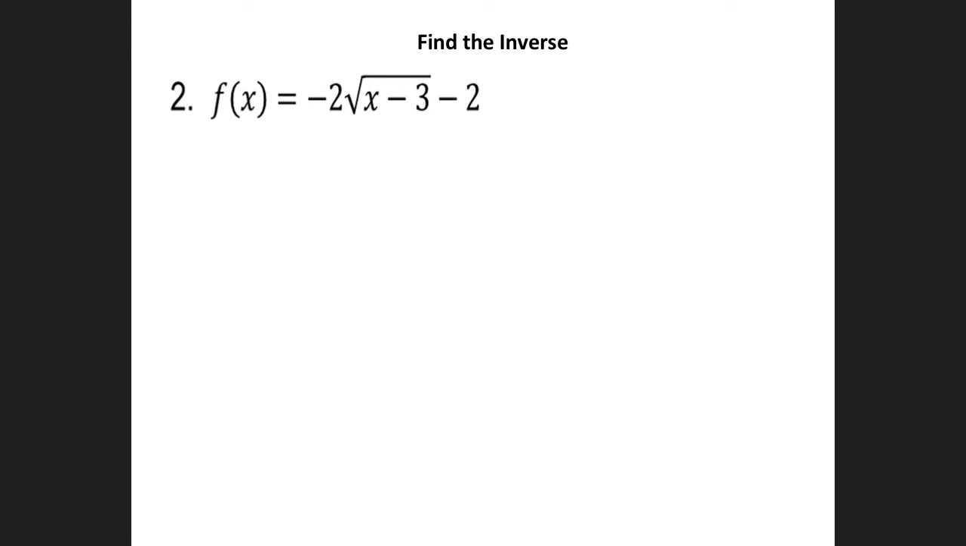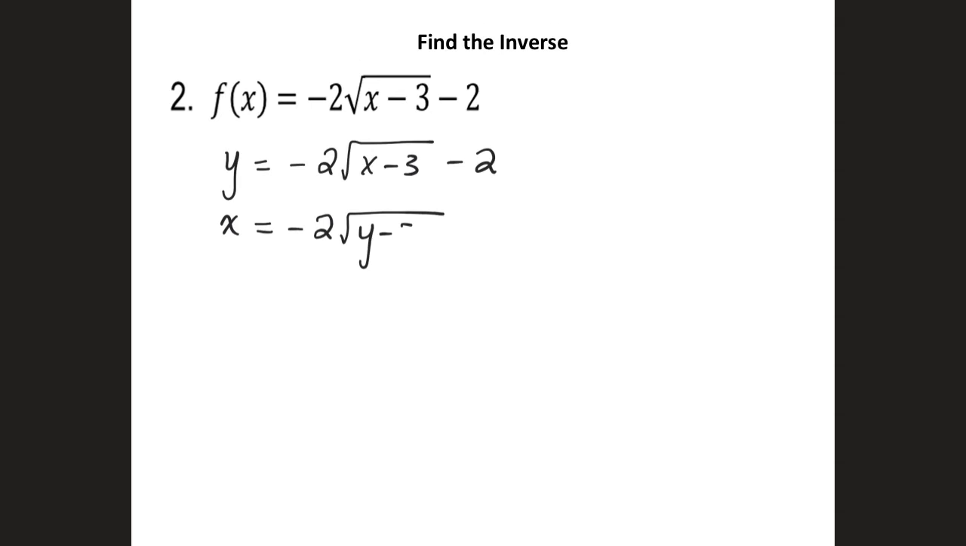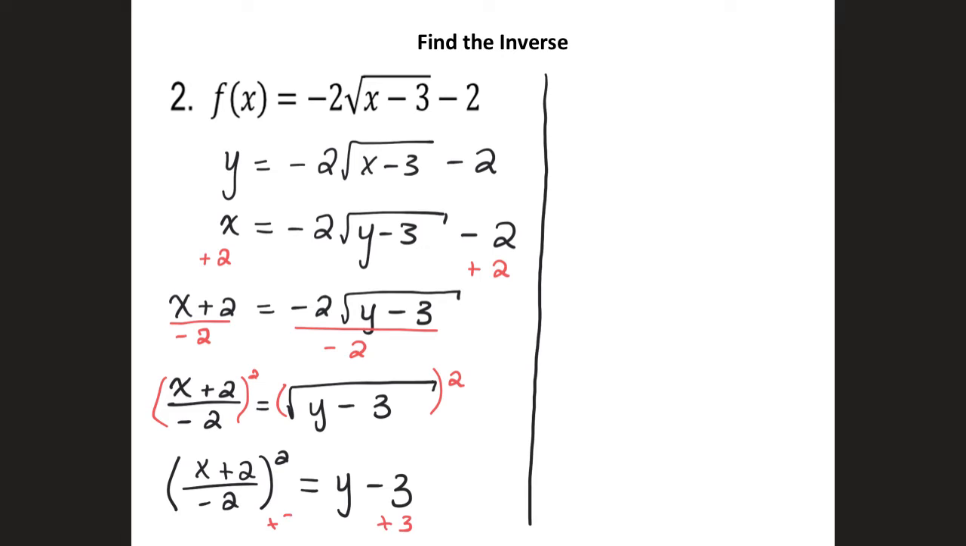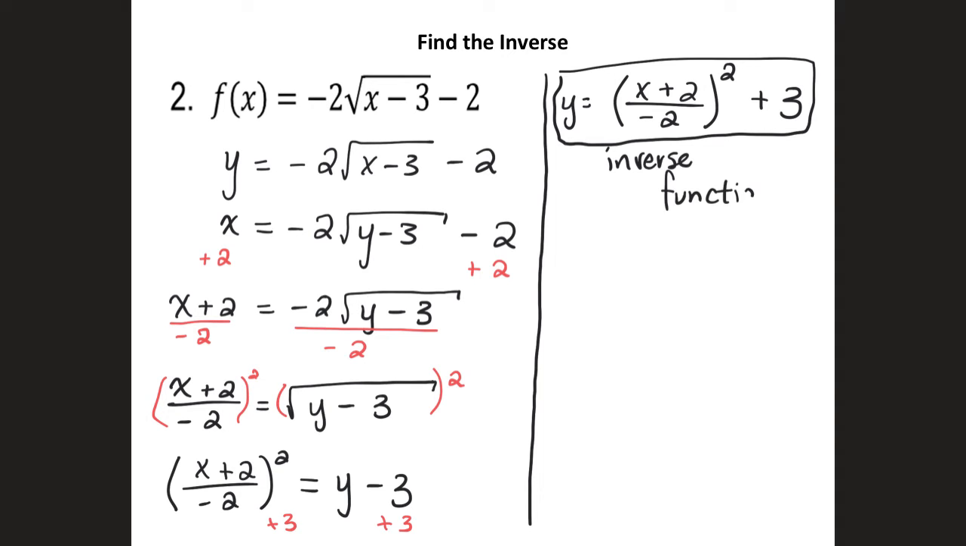You've got the function f of x is equal to negative 2 times the square root of x minus 3, minus 2. Okay, to solve for my equation, the first thing I did was replace the function notation f of x with the variable y, which we also use often for the output of a function. I swapped my x and y to create my inverse equation. And then to get it in function notation, I solved for y.